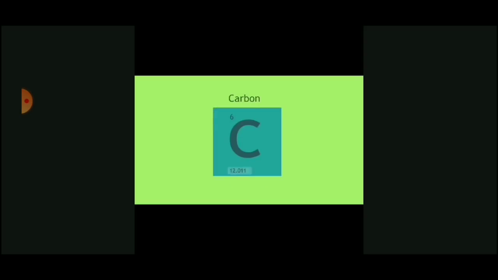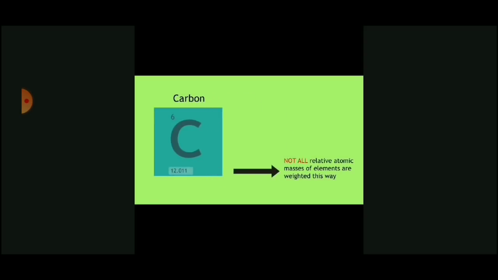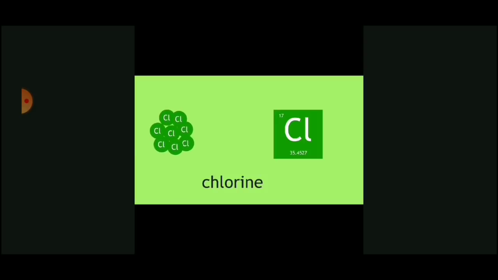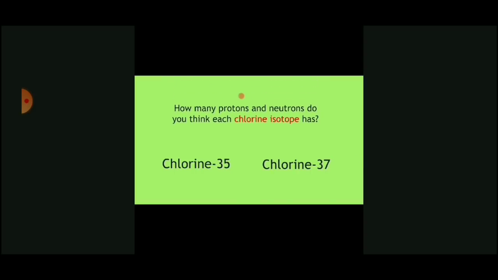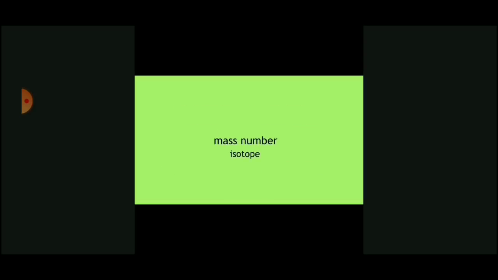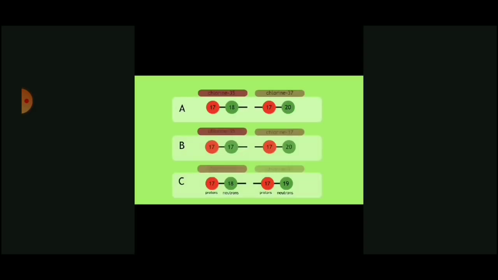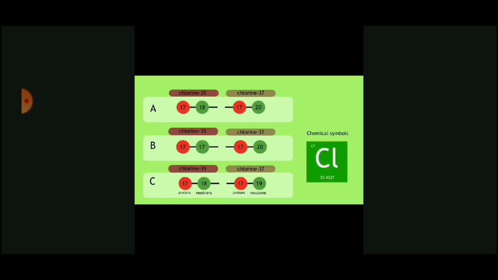Not all relative atomic masses of elements are weighted in this way. Let us see the chlorine atom. There are two isotopes of chlorine, chlorine-35 and chlorine-37. How many protons and neutrons are there in each isotope of chlorine? You know very well that mass number is equal to the number of protons plus the number of neutrons. Now you are given three answers. Do you know which answer is correct?